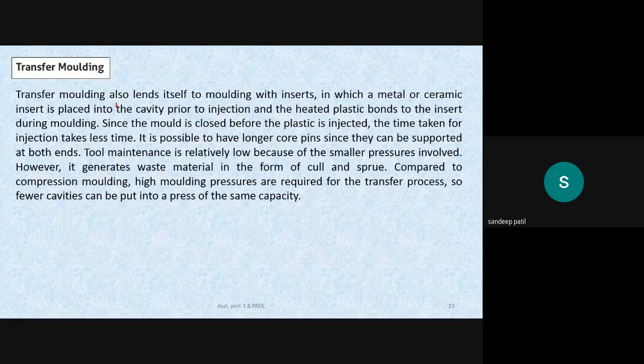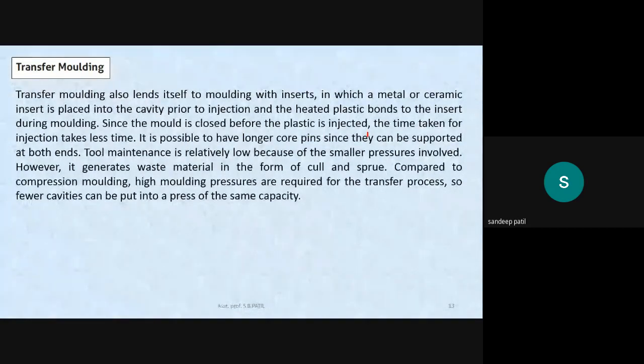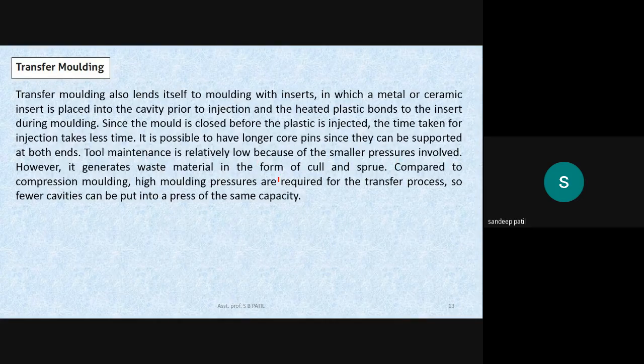Transfer molding also lends itself to molding with inserts, in which a metal or ceramic insert is placed into the cavity prior to the injection, and the heated plastic bonds to the insert during molding. Since the mold is closed before the plastic is injected, the time taken for injection is less. It is possible to have longer core pins since they can be supported at both ends. The maintenance is relatively low because small pressures are involved.